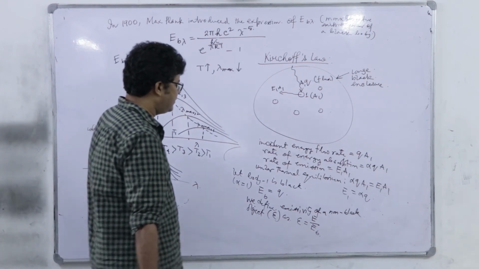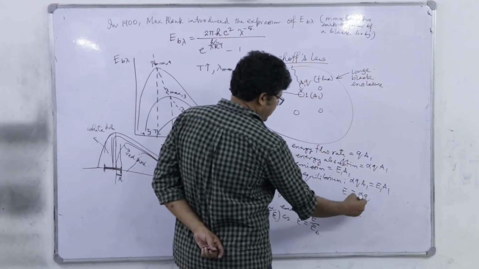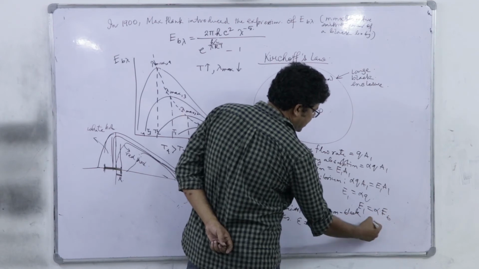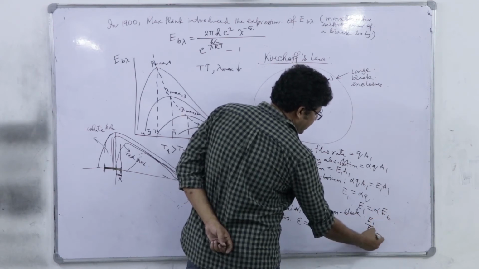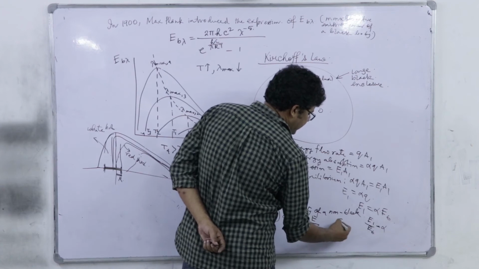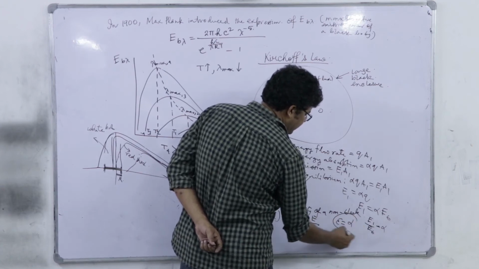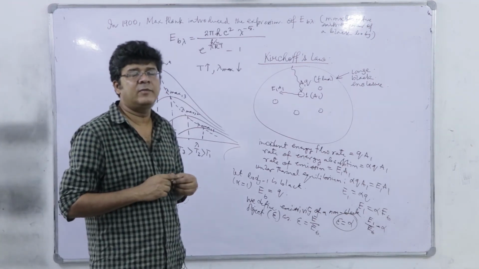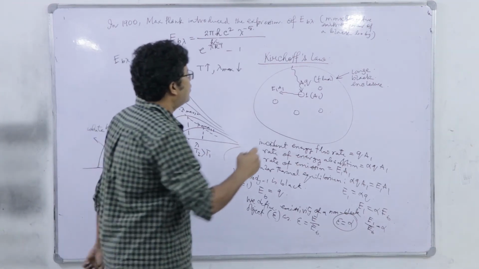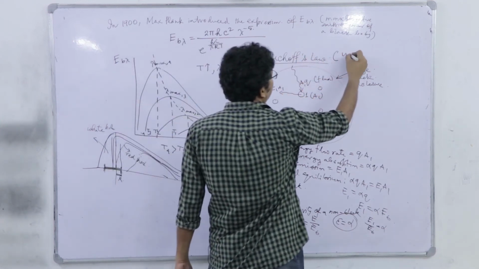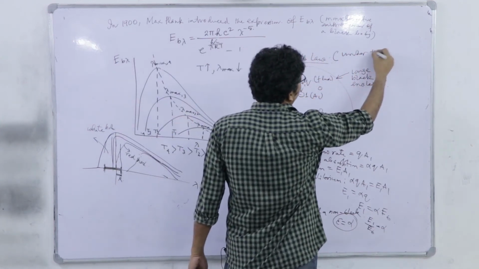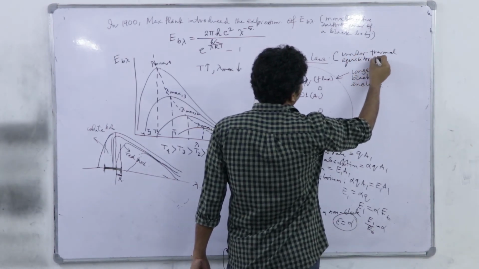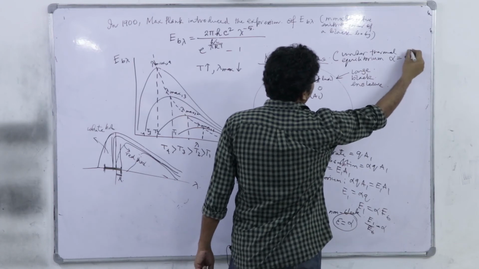So, obviously we can say that if EB equals Q, then E1 is equal to alpha into EB, and E1 by EB is equal to alpha, which means epsilon is equal to alpha. So, absorptivity and emissivity are the same for any object under thermal equilibrium. So, what is the final statement of Kirchhoff's law? Under thermal equilibrium, alpha is equal to epsilon.